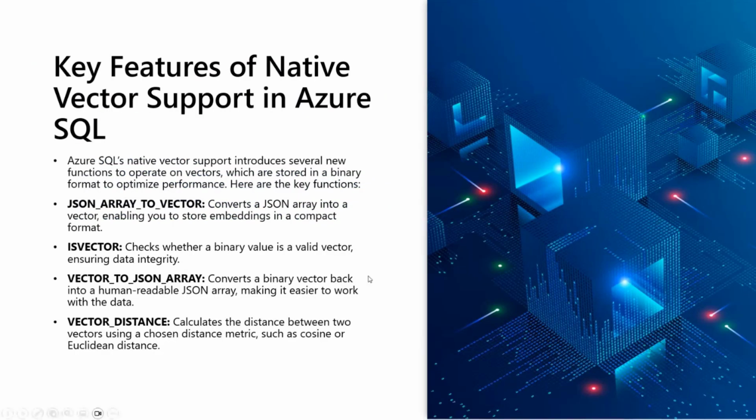The key features of native vectors are these four. At this moment they have these four, but it's so powerful. The first one is JSON array to vector. It converts a JSON array into a vector, enabling you to store embeddings in a compact format. The second is a check that you can use on a field in your table to understand if this field is a vector or not.